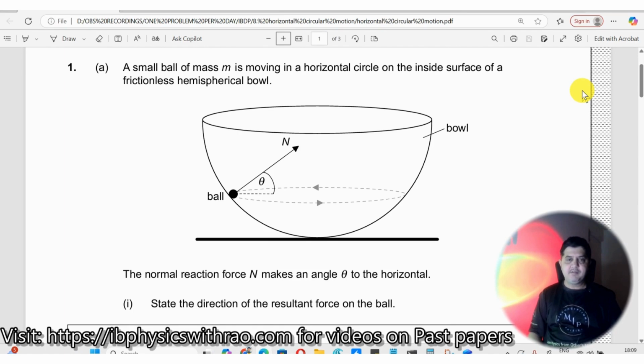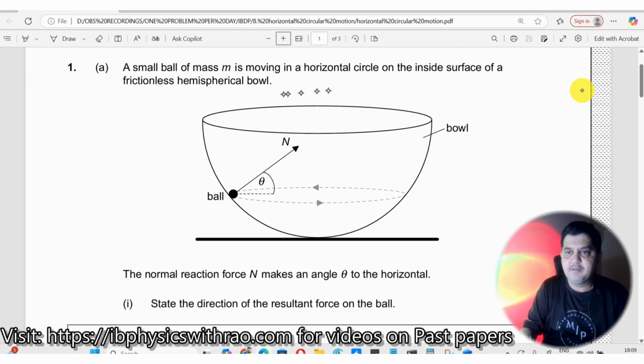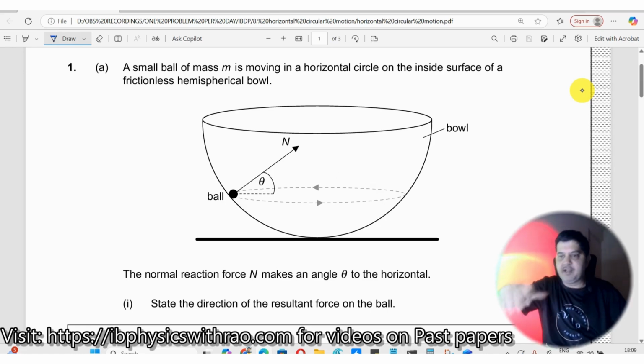Question number 1, I think. A small mass or ball of mass m is moving in a horizontal circle on the inside surface of a frictionless hemispherical bowl. Now this is moving like this. See, it's moving in a circle over here. It means you are rotating it like this.